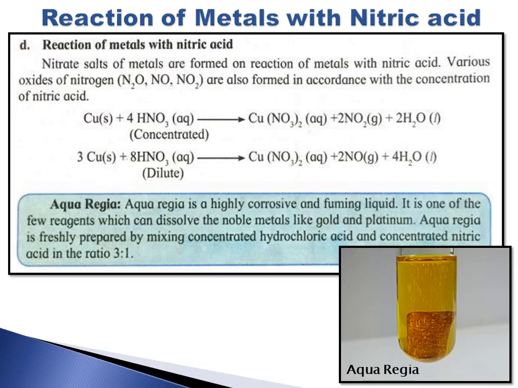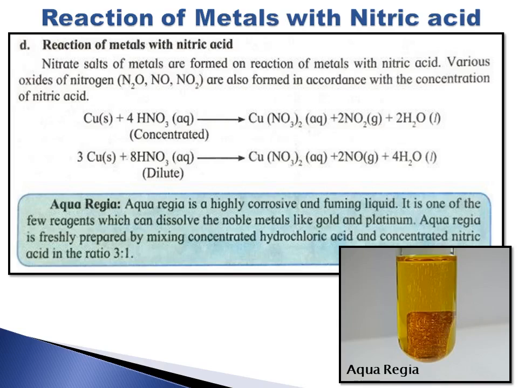Now let us see the reaction of metals with nitric acid. Metals react with nitric acid to form nitrate salts. Depending on the concentration of nitric acid, various oxides of nitrogen are formed. Just see the first reaction. Copper plus concentrated nitric acid gives copper nitrate plus nitrogen dioxide plus water. And copper plus dilute nitric acid gives copper nitrate plus nitrogen monoxide plus water.